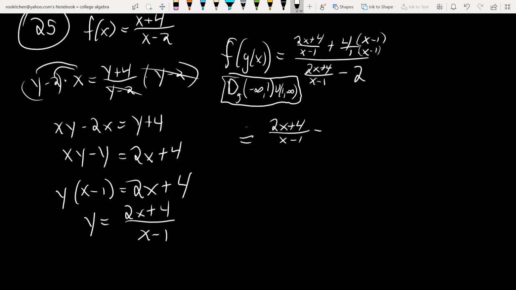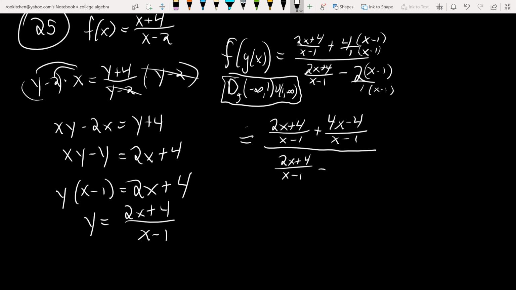Okay, so I get plus, and if I distribute, it'll be 4x minus 4 all over x minus 1, divided by 2x plus 4 all over x minus 1 minus, you can rewrite 2 as 2 over 1 and then multiply top and bottom by x minus 1. A quicker way is just to multiply everything top and bottom by x minus 1. That would have been way quicker. I apologize. So we get minus 2x minus 2 all over x minus 1.